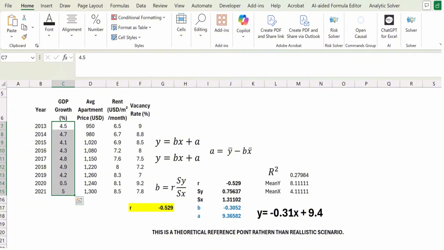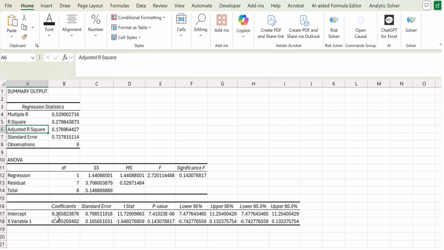The standard error is the standard deviation of the residuals, the typical amount by which actual vacancy rates differ from predicted values. Smaller values indicate a tighter fit, but this is on the higher side actually.